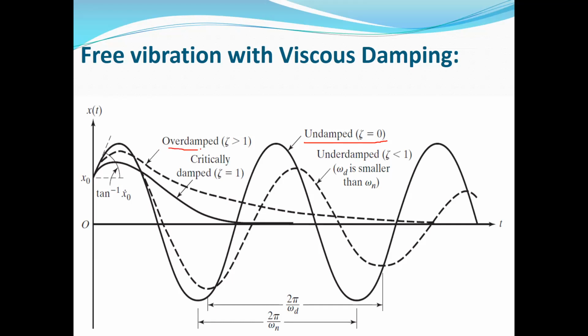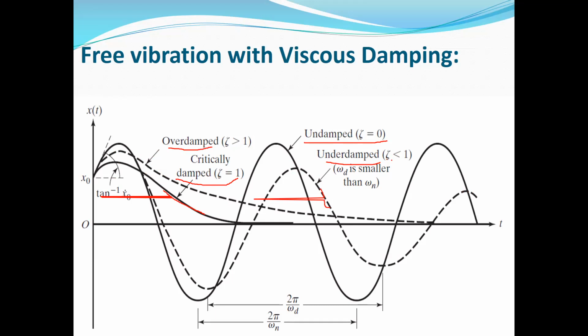This one is overdamped when psi is more than 1. You can see this dashed line is for an overdamped system. And the critically damped, when psi is equal to 1, you can see this line. And finally, the underdamped system when psi is less than 1. And you can see that in this dashed line, as time increases, the amplitude of the response decreases.